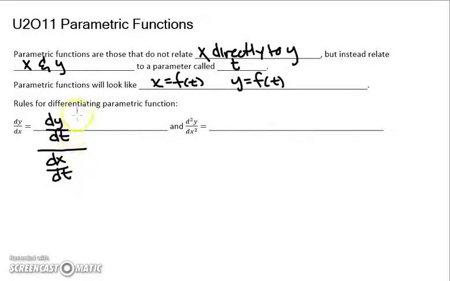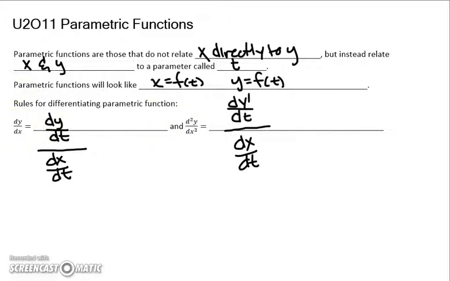Now things get a little goofy when we take the second derivative. So the second derivative is going to be the derivative of y prime with respect to t. So take the derivative of what you just had with respect to t, and that's going to be divided by dx/dt again. And that's a chain rule and a quotient rule issue. But it's not just as easy as taking the derivative of the derivative. You have to take the derivative of the derivative and then divide by the derivative of x again.